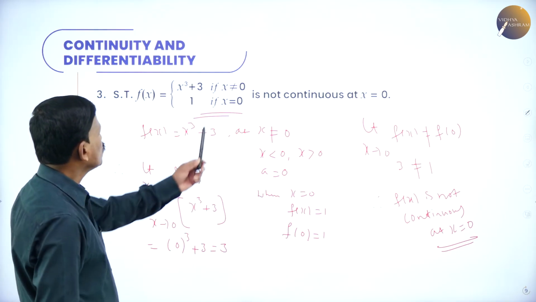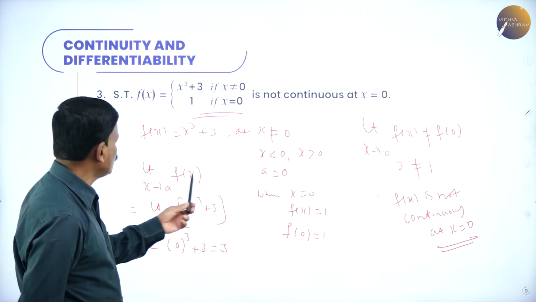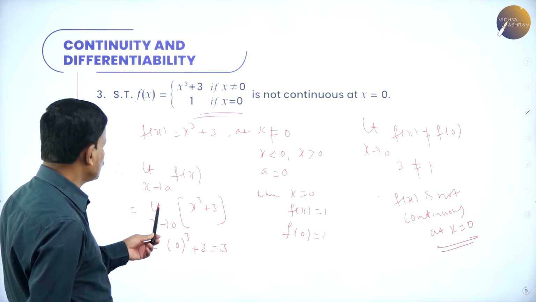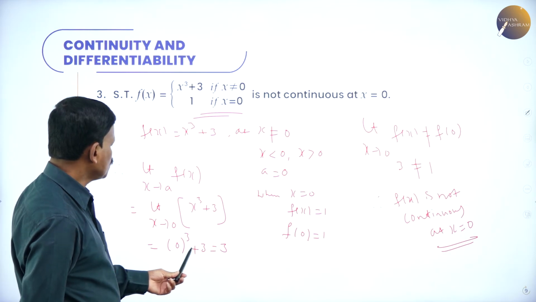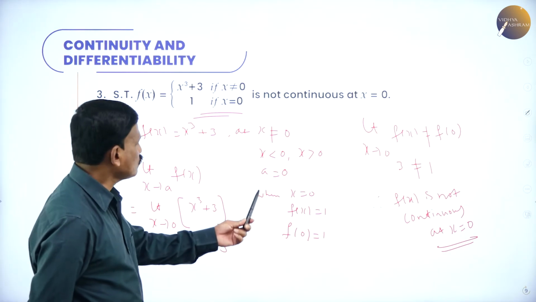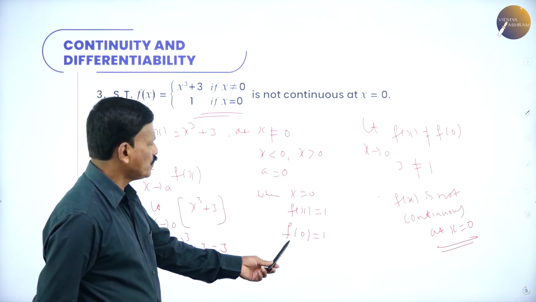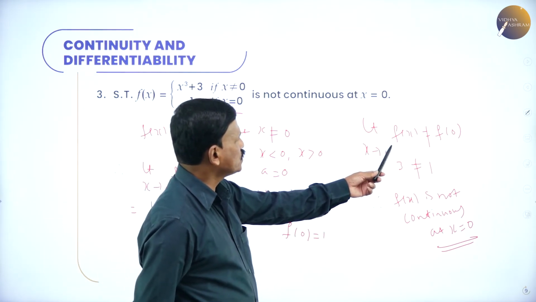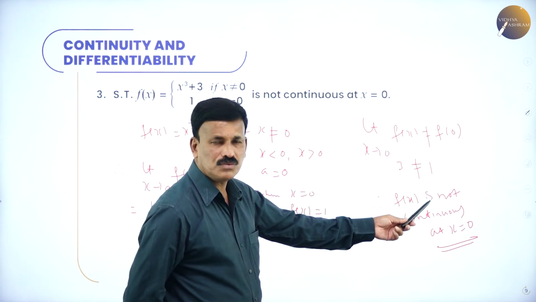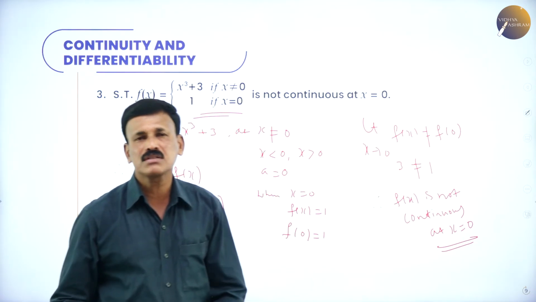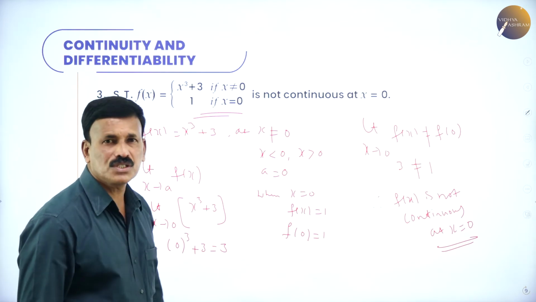Discontinuous function. Here, x is not equal to 0 means x is less than 0 or x is greater than 0. Therefore, you can write limit x tends to a of f of x is equal to limit x tends to 0 of f of x, which is x cube plus 3. So this is 0 plus 3 is equal to 3. Again, when x is equal to 0, f of x is given to be 1, f of 0 is equal to 1. So limit x tends to 0 of f of x is 3, which is not equal to f of 0, which is 1. So therefore f of x is not continuous, this is discontinuous at x is equal to 0.